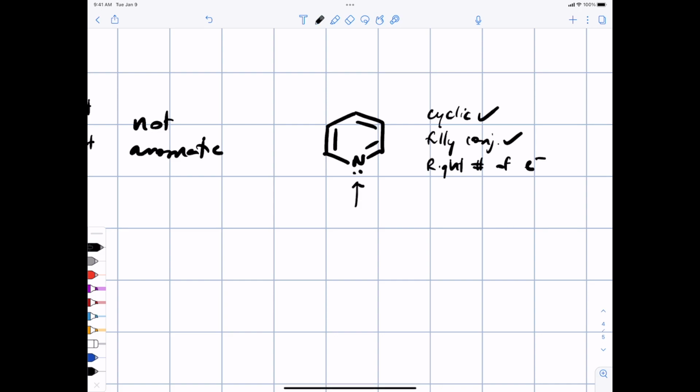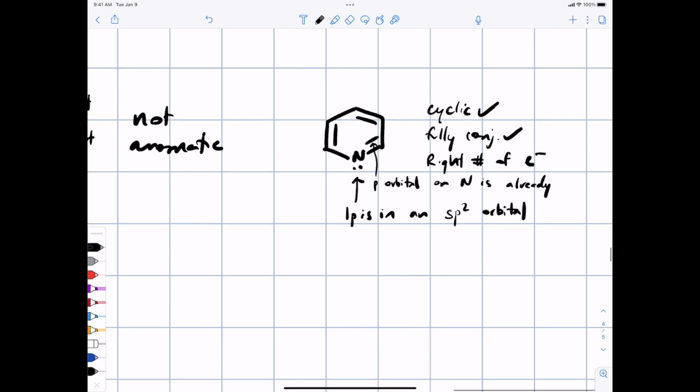How do you know that the lone pair is in an sp2 orbital? Yes, the p orbital on that nitrogen. It's clear that the nitrogen is sp2 hybridized because it's surrounded by 3 things. The p orbital on that nitrogen is already accounted for in our drawing, and therefore the lone pair on that nitrogen is in an sp2 orbital, not part of the pi system.